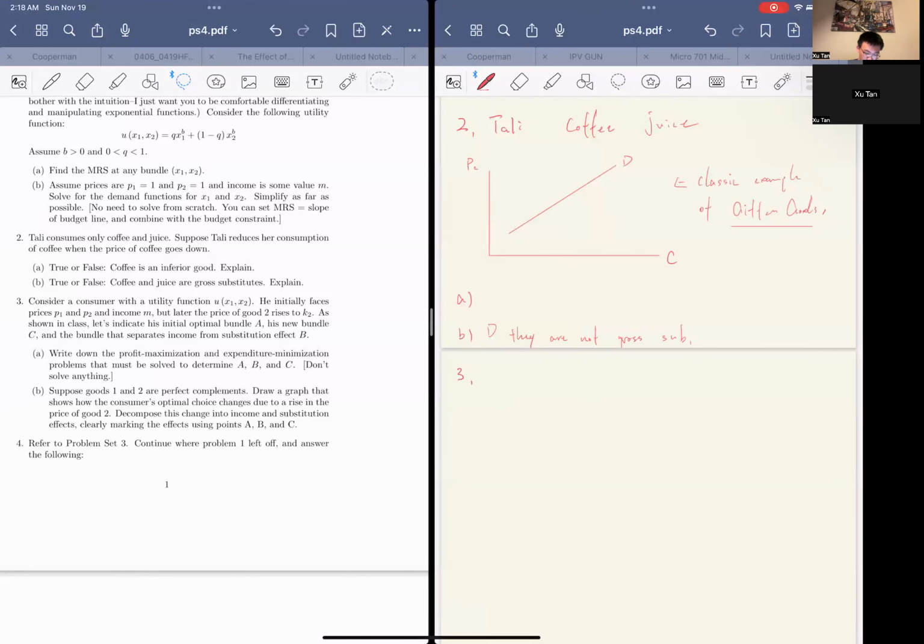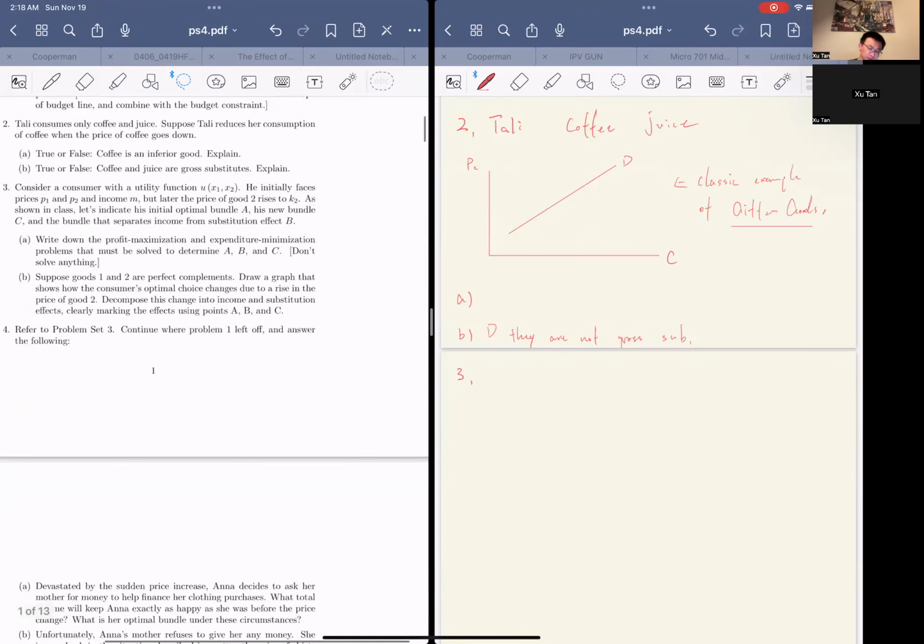Okay, question 3. Did I do this too fast? Oh no, I think question 4 is a pretty hard one. Okay, question 3. Consider a consumer with a utility function of x1 and x2. He initially faces price 1, price 2, income m, but later the price of good 2 rises to k, as shown in class.